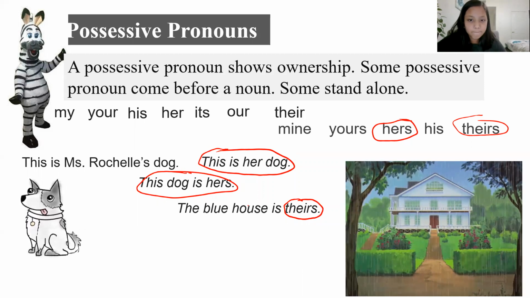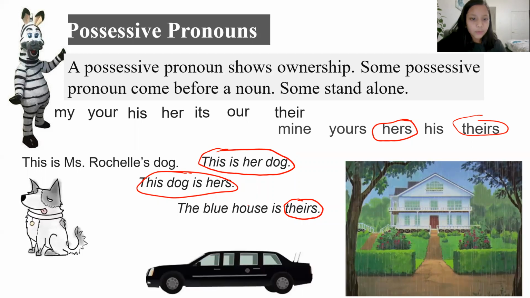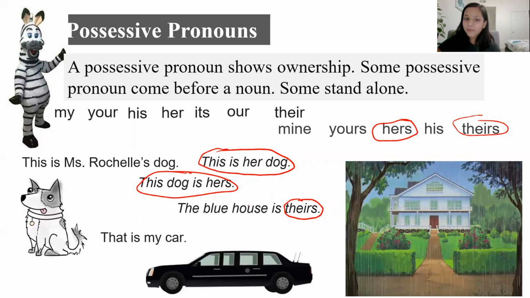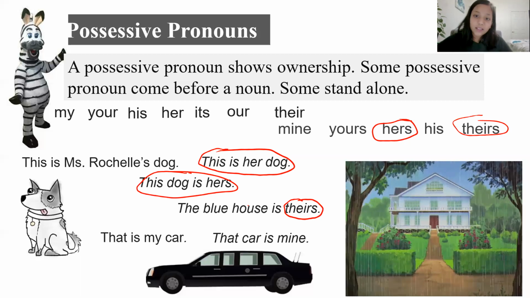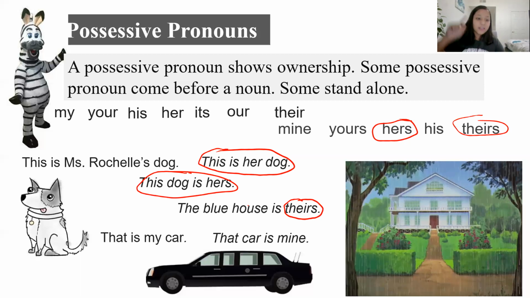Now, let's move on. Whoa, what a nice car. Though it does look familiar. Wait, that's my car. So we could also say that car is mine. But listen closely. We can't say that is mine car. It doesn't make sense because mine is a standalone. It won't let a noun come after it. It'll stand alone.